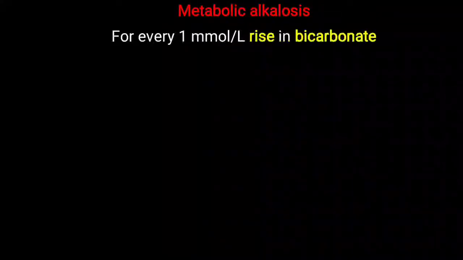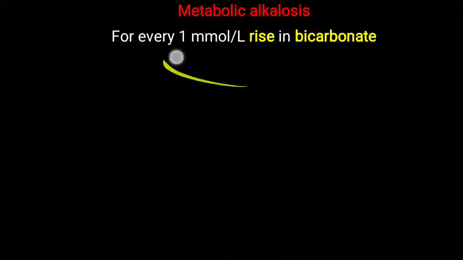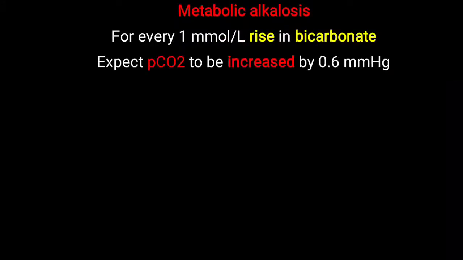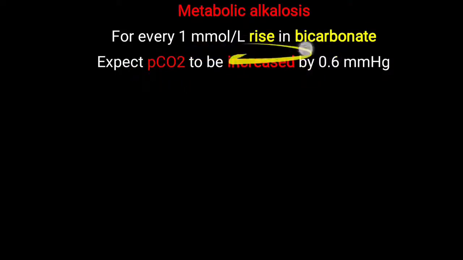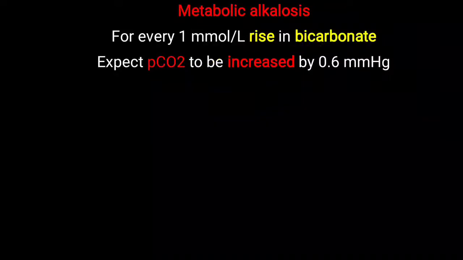Now in this metabolic alkalosis, you have to remember what happens. First, an excess amount of bicarbonate is seen. The normal level of bicarbonate is 22 to 26 millimole per liter, but if it increases further, then for every 1 millimole per liter increase in bicarbonate, the partial pressure of carbon dioxide will also increase by 0.6 mm of Hg. This is called secondary changes. The primary change is the increased level of bicarbonate. Whenever bicarbonate is affected, partial pressure of carbon dioxide is affected, and that is called secondary changes, or compensatory changes.